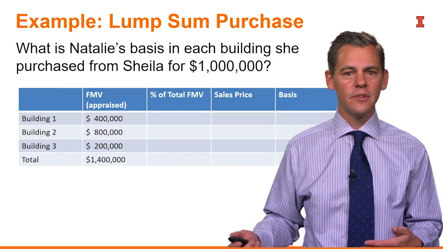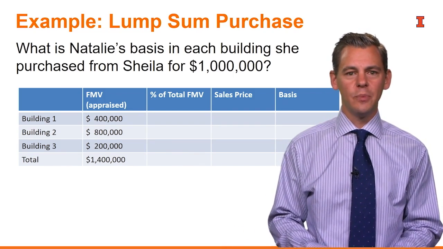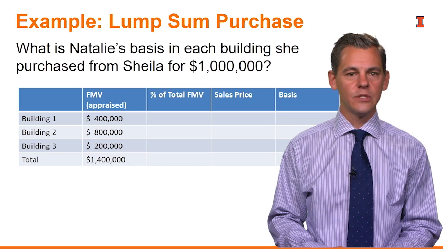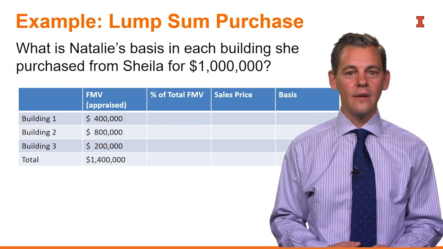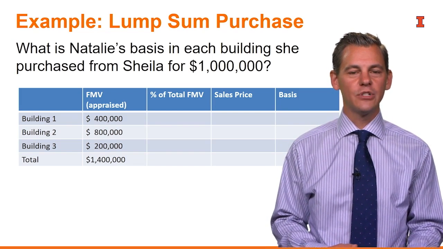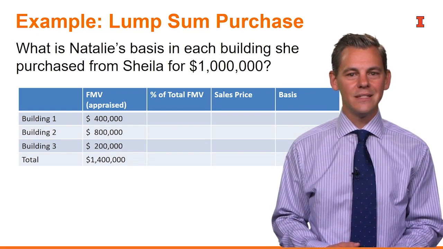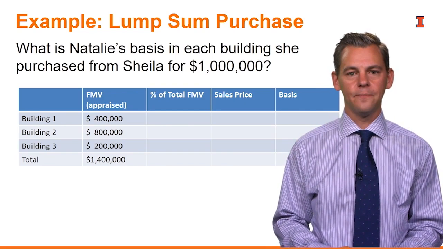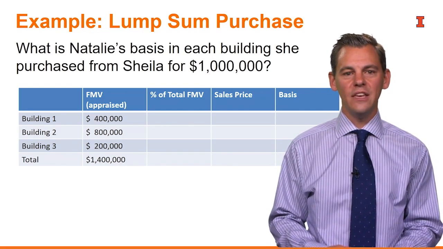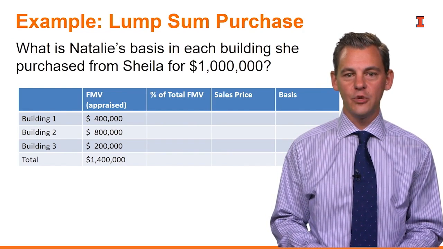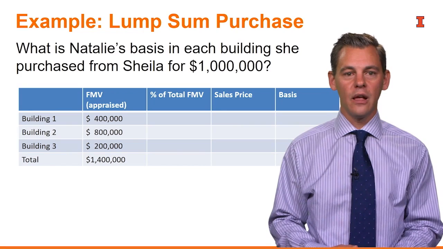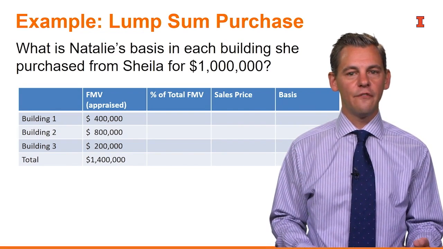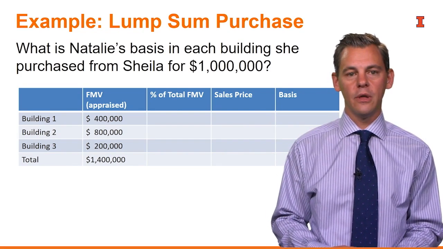Well, first, let's set up a table here where we look at each building separately. Here we confirm that the total fair market value is $1.4 million. Now what we need to figure out is how much of the $1.4 million does each building represent in terms of relative fair market value. To do that, we divide the individual fair market value of each building by the $1.4 million total fair market value. So for building 1, we divide $400,000 by $1.4 million.